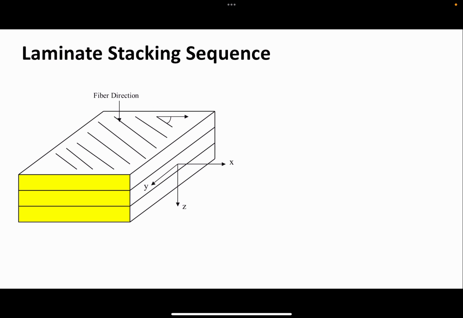So if you have a plus theta ply, then there will definitely be a minus theta ply somewhere. It need not be symmetric. That's called a balanced laminate. And a cross ply laminate is one that has only 0 degrees and 90 degrees.